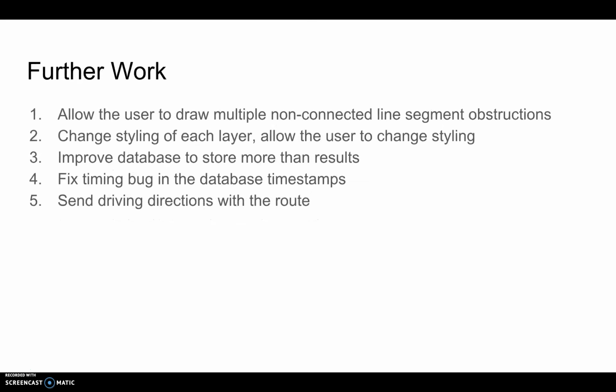So further work that we feel could be done, if anyone wanted, would be to allow the users to draw multiple non-connected line segments. As of right now, if you tried to draw 2 line segments, it would clear the other one. We could also allow them to change the styling of every layer to make it however they want. We could improve the database in being able to store more results. I think it's actually capped at like 10 right now, but we could make it at anything. There's also an error in the time steps, and one thing that we also thought would be cool would be to send driving directions somehow. So those are some improvements.